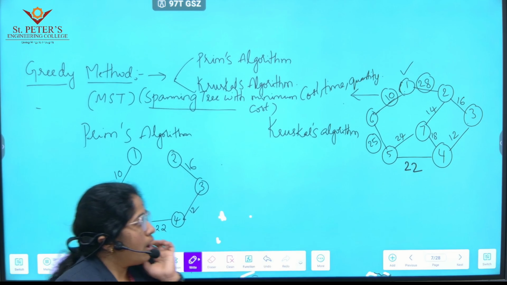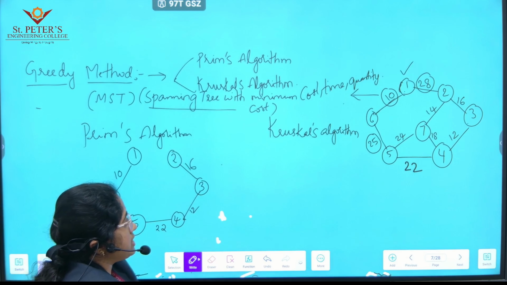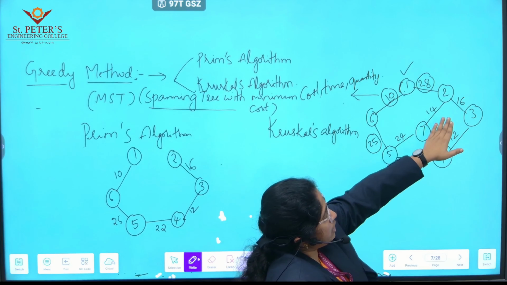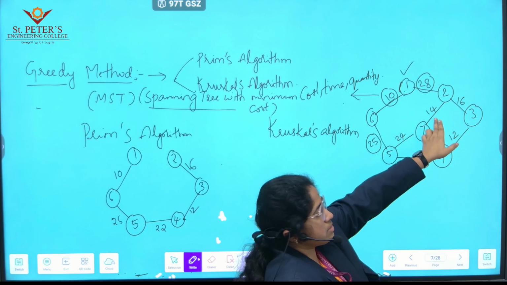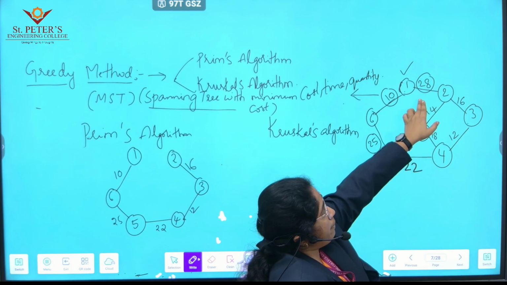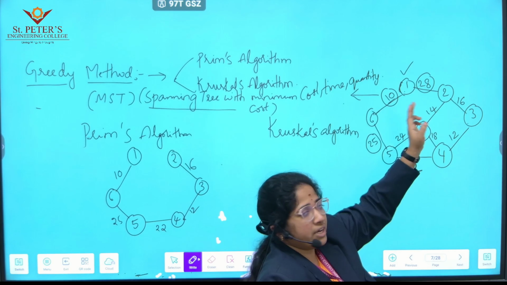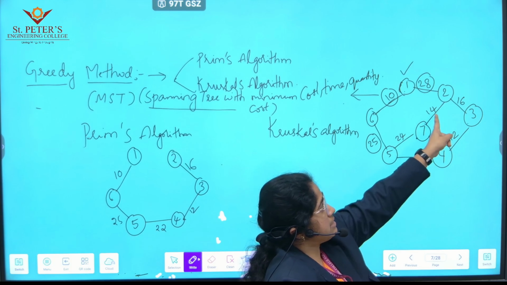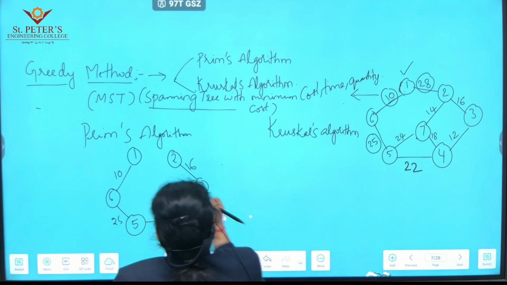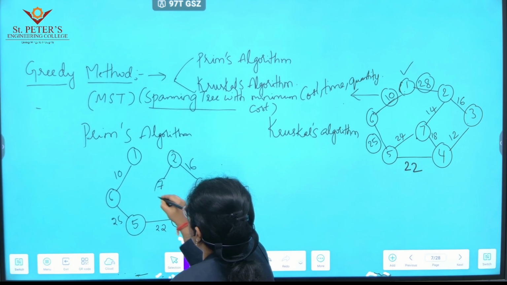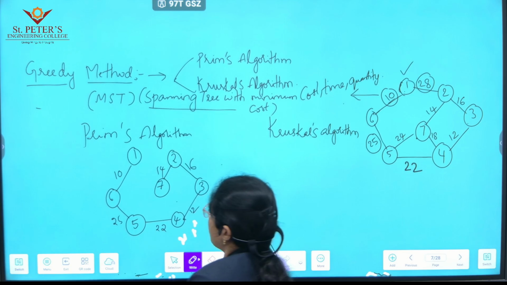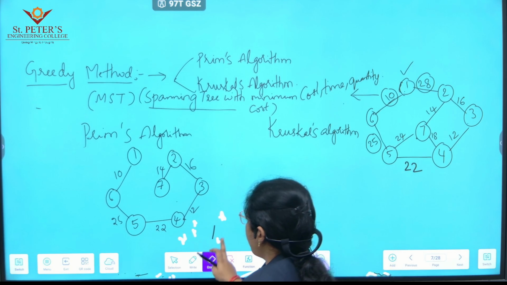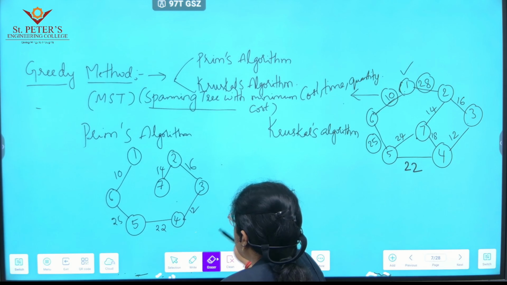What is the next remaining vertex? 7. Compared to 28 and 14, 14 is less cost. If you pick 28, it will form a loop, so we need to ignore this edge. From 2 to 7, this is the least cost, so I will pick this edge and the cost is 14. Understood?